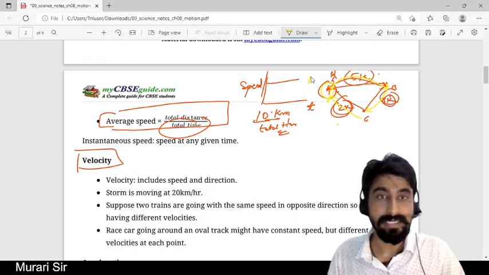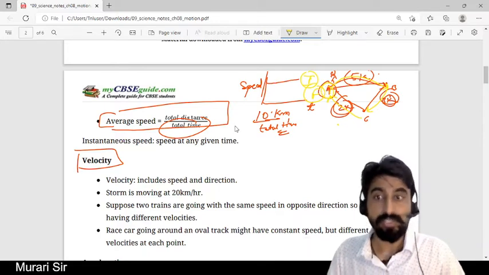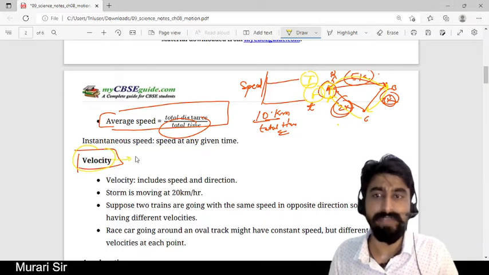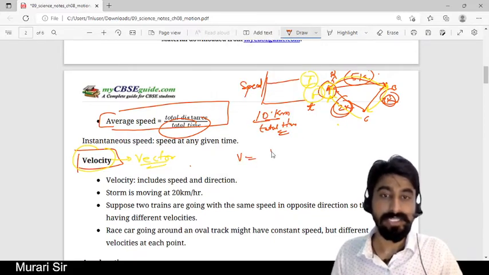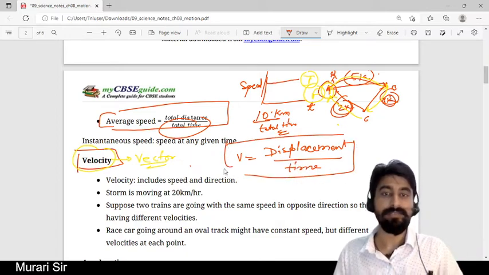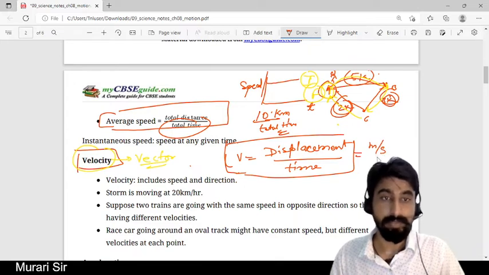That means this is the initial position and this is the final position. It means there is no difference, no distance between initial and final position. So velocity is nothing but a vector quantity. It is a vector quantity that is defined by change in displacement over time taken. Students, it is very important to understand that it is a vector quantity and its SI unit is the same as that of speed, meter per second.